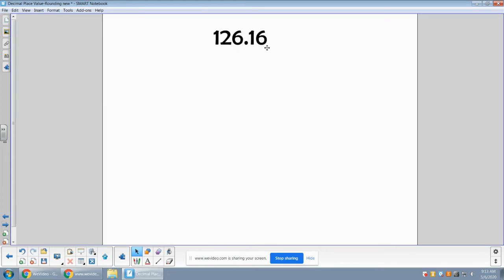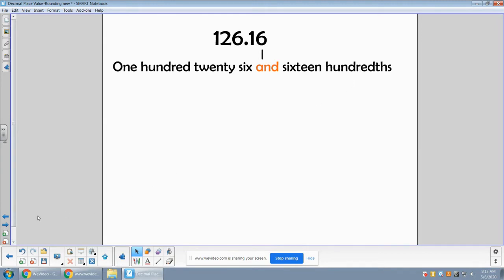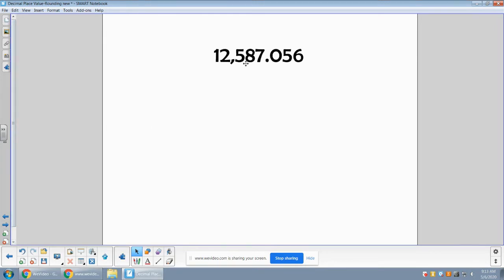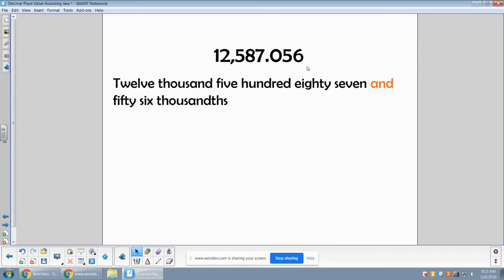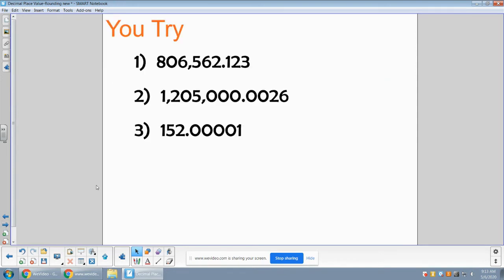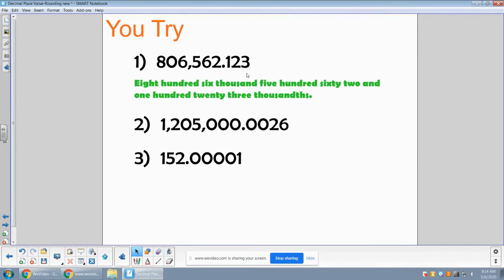For example, this number right here, if we were to read that, that would be 126 and 16 hundredths. All right, let's try another one. This one would be 12,587 and 56, and that 6 is in the thousandths column, so we would say 56 thousandths. Moving on, let's try three more. The first one, 806,562 and 123 thousandths, because the 3 and that 1, 2, 3 sequence is in the thousandths column.